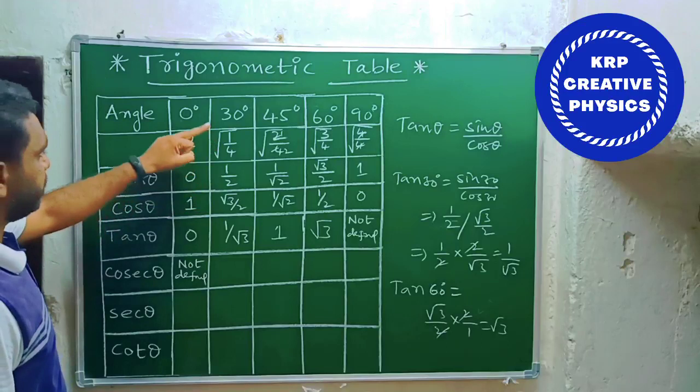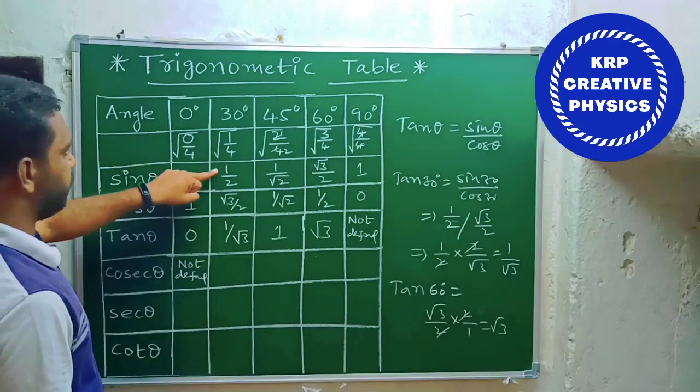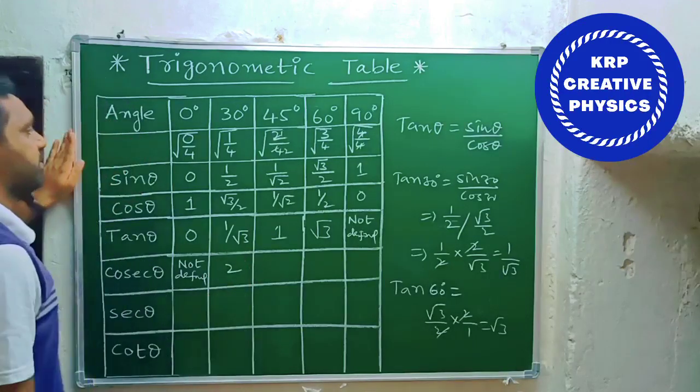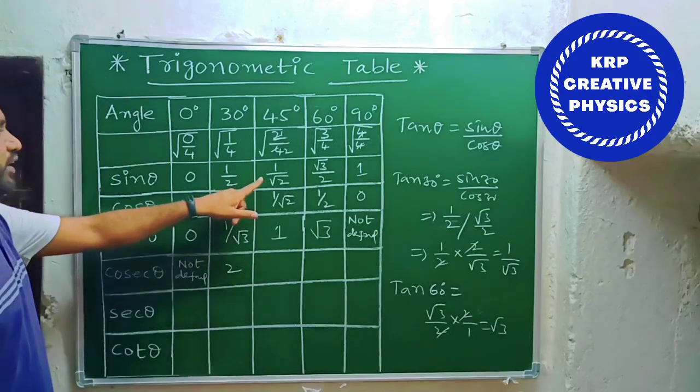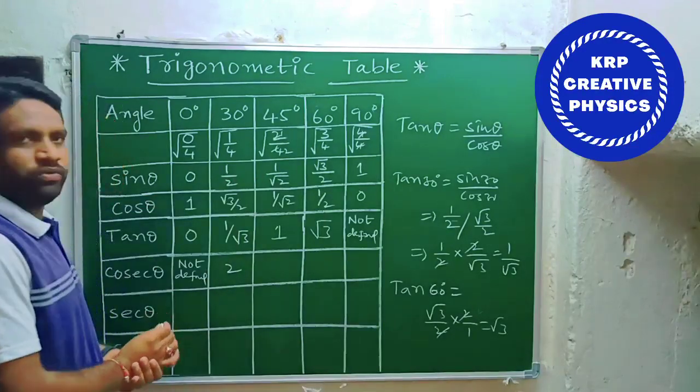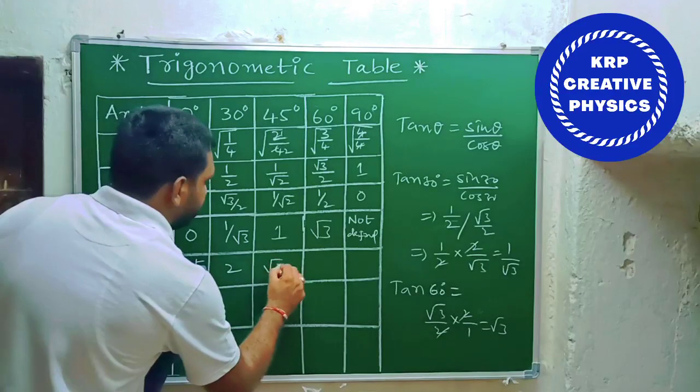So next, sin 30 is 1 by 2. So we need to do the reciprocal here. 1 by 2 means what here? 2 by 1. So 2 by 1 means 2. Okay, all of you understand here. The reciprocal we need to do with respect to the sin angle. So 1 by root 2 is there. So the reciprocal of 1 by root 2 is root 2. Very simple. Root 2.